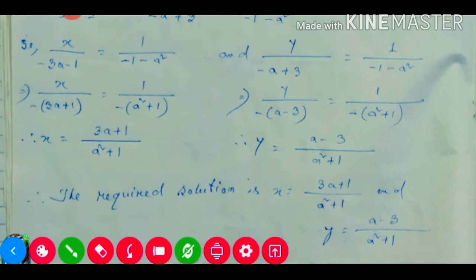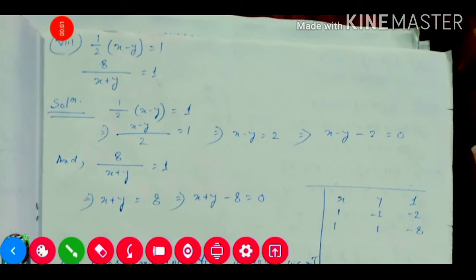Now from both sides minus minus will be omitted, then this portion a minus 3 will be the numerator, and a square plus 1 will be the denominator. Here only it is finished, we are not able to reduce more. Therefore the required solution is x is equal to 3a plus 1 divided by a square plus 1, and y is equal to a minus 3 divided by a square plus 1.